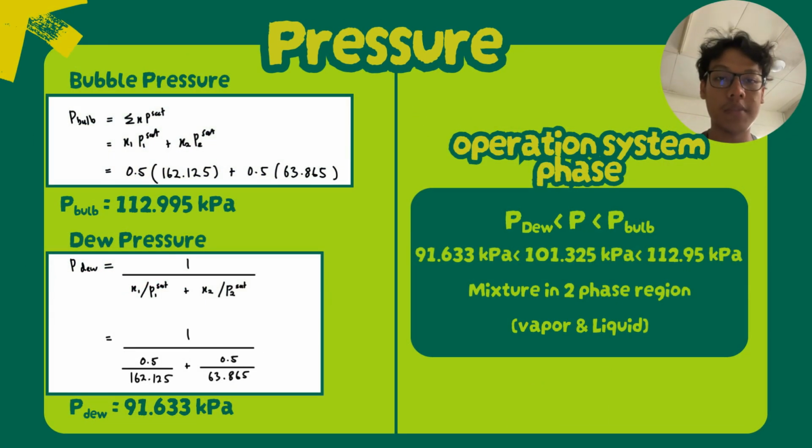To determine whether the mixture is in the two-phase region or not, first we need to find the bubble point pressure and the dew point pressure for the system. By substituting the values into the equation, we get the bubble pressure of the system equal to 112.995 kilopascal, while the dew pressure is 91.633 kilopascal. The system operates at standard condition, which is 101.325 kilopascal, which is between the P bubble and P dew. So the mixture is in the two-phase region.